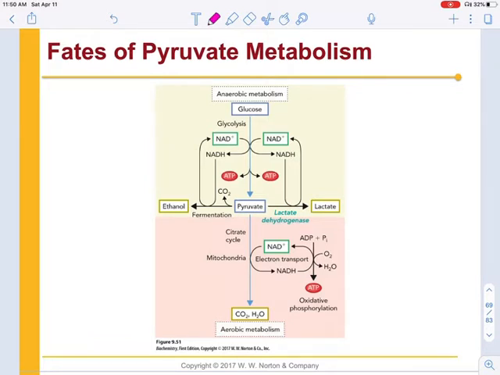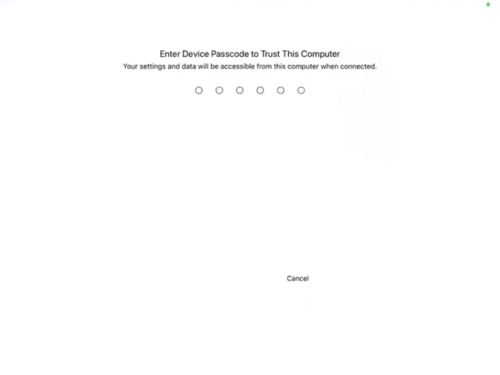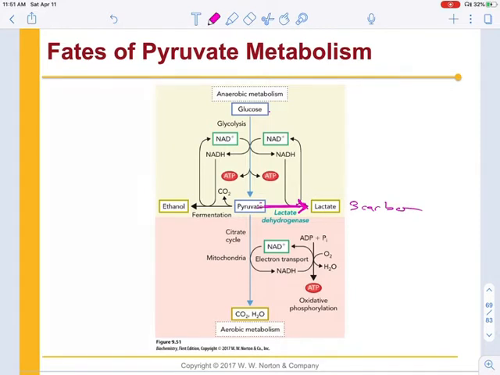In anaerobic metabolism, you have glucose, you go to pyruvate. Here, the pyruvate in animals can go to lactate, which is a 3-carbon structure. And then in yeast, you're going to go fermentation, ethanol. This is a 2-carbon structure.